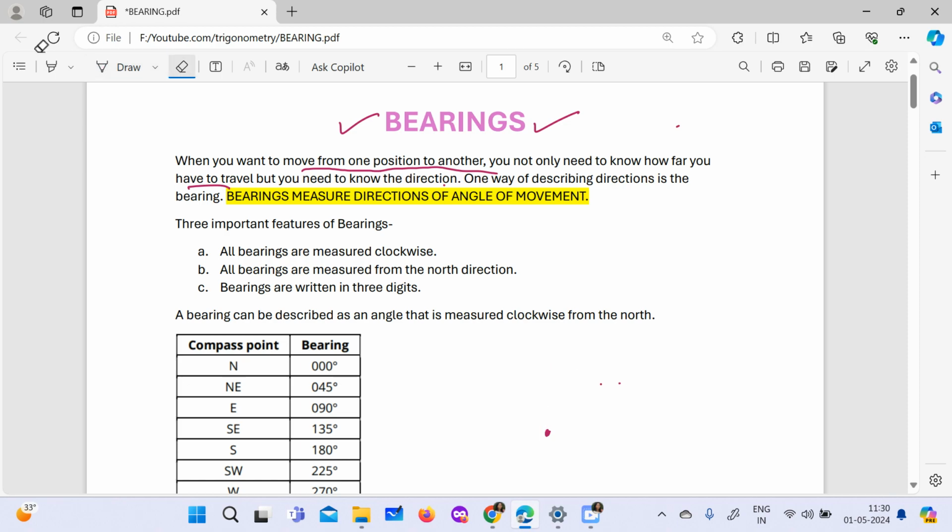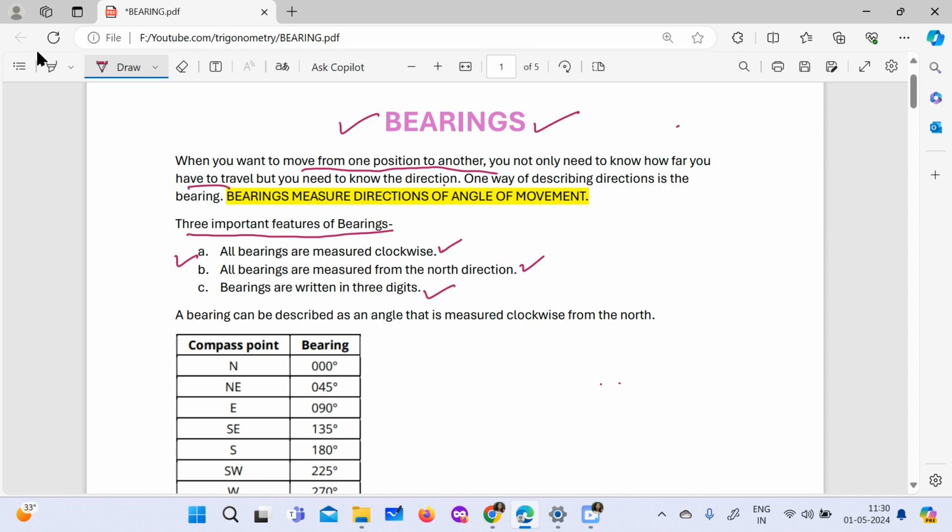Now let's see a few more things about bearing. What is most important? There are three important features of bearing. First, all bearings are measured clockwise. You have to be careful. Always measure the bearing clockwise, otherwise you will get the wrong angle. Then, all bearings are measured from the north direction. This is always important. Then, bearings are written in 3 digits.